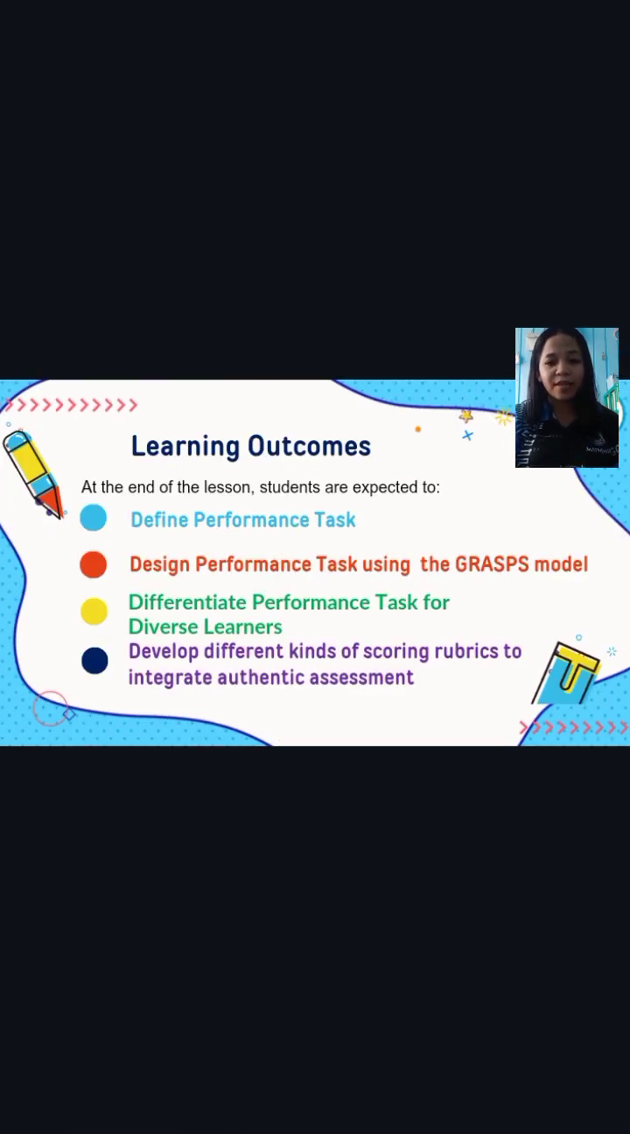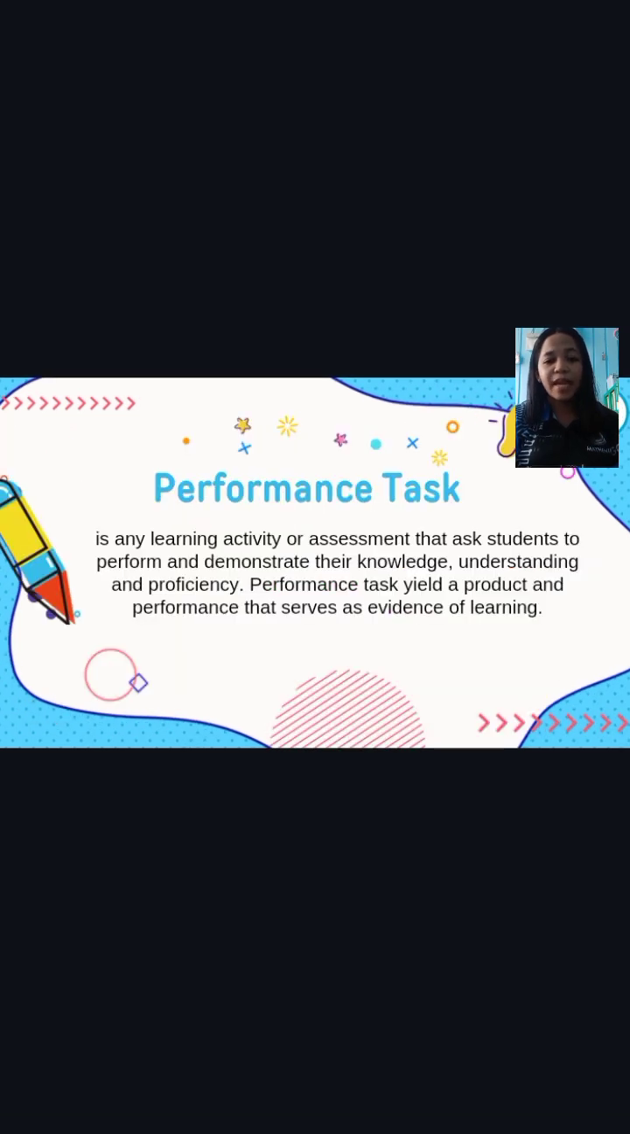At the end of the lesson, students are expected to define performance tasks, design performance tasks using the GRASS model, and develop different kinds of scoring rubrics to integrate authentic assessments. So let's define what a performance task is. A performance task is any learning activity or assessment that asks students to perform and demonstrate their knowledge, understanding, and proficiency. Performance tasks yield a product and performance that serve as evidence of learning.